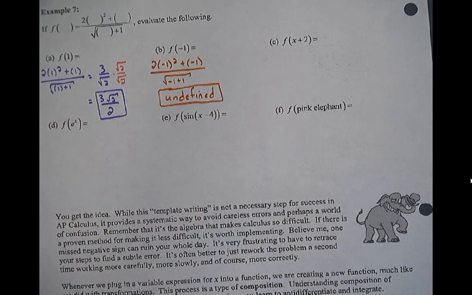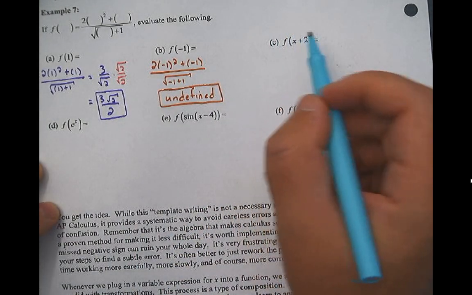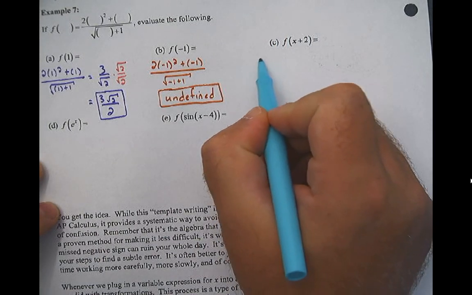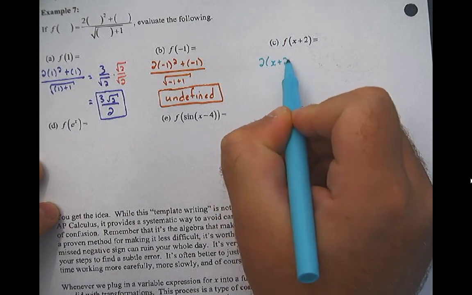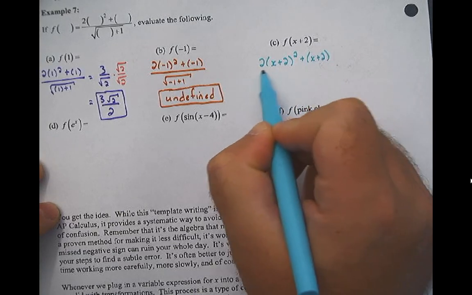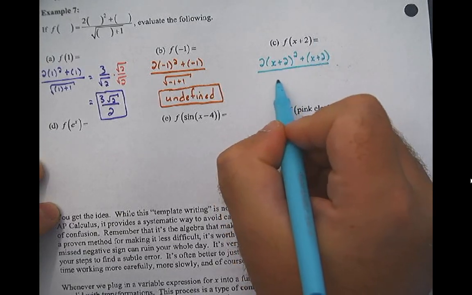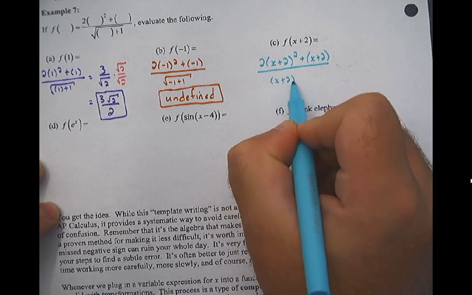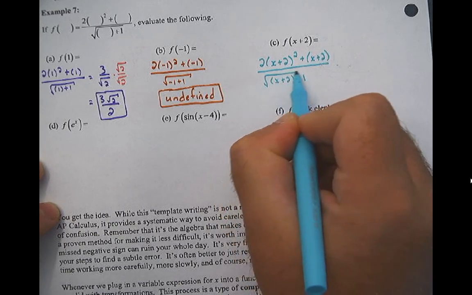Pause again. Try the next one. Okay, let's see how far you got. We got to the hopefully 2 times x plus 2 squared plus x plus 2 over the square root of x plus 2 plus 1.